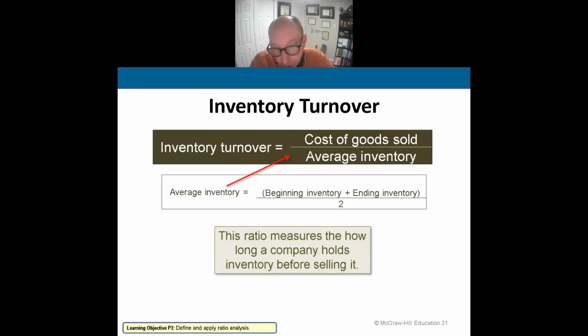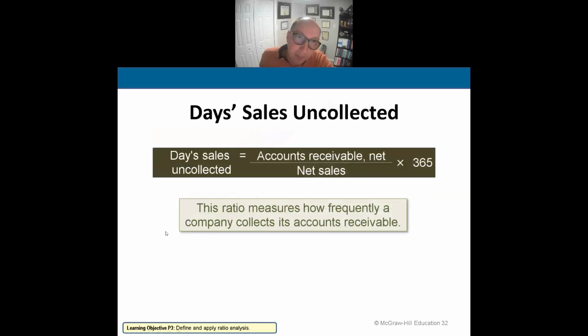Another ratio is the inventory turnover. It shows me how quickly I can sell my inventory to turn it into cash. I take my cost of goods sold, which is found on the income statement, divided by average inventory. There's that word again, average: beginning inventory plus ending inventory divided by 2. Again, it shows me how quickly I can sell through my inventory to convert it to cash.